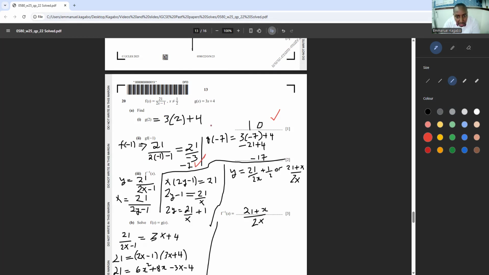Then this one, you put it in g. So it is going to give me 3 bracket negative 7 plus 4. That gives me negative 21 plus 4, then gives me negative 17. Is that okay? Then they said find the inverse of my function.